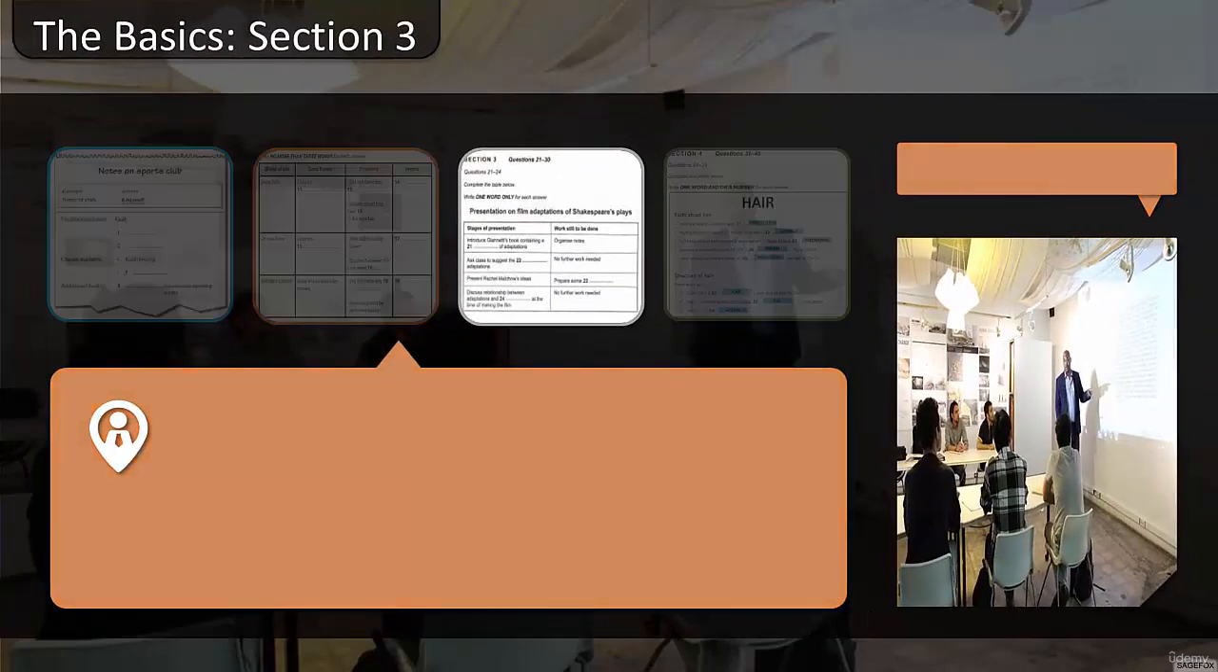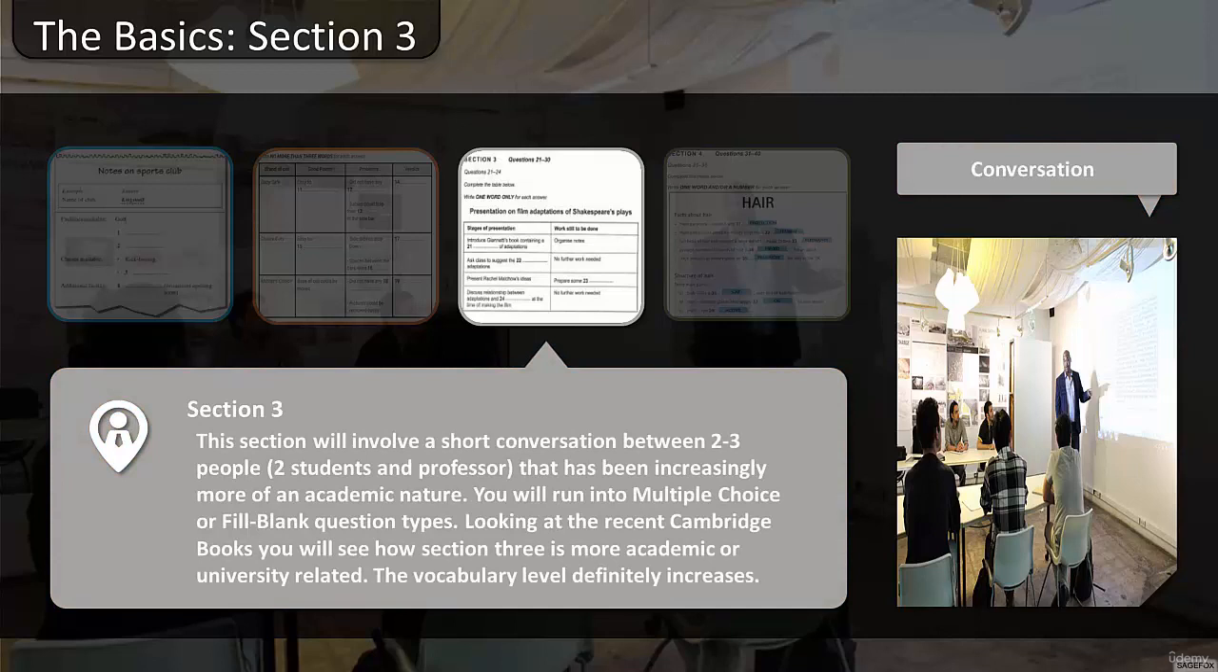All right, section number 3. Now, you notice that first we had a conversation, then a solo presentation. Now we're back to a conversation. The only difference is this time, most likely, the conversation is going to be between 2 to 3 people. More and more on the exam, this conversation has been between 3 people. Normally a student, 2 students, and a professor talking about some type of academic project that they're working on. Again, you're going to have multiple choice and fill the blank questions.